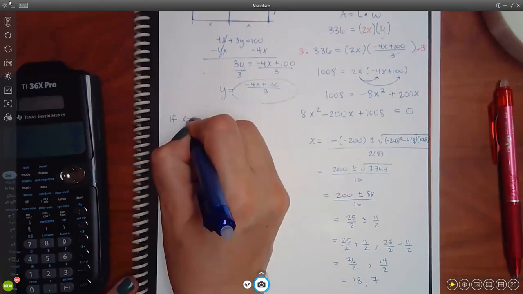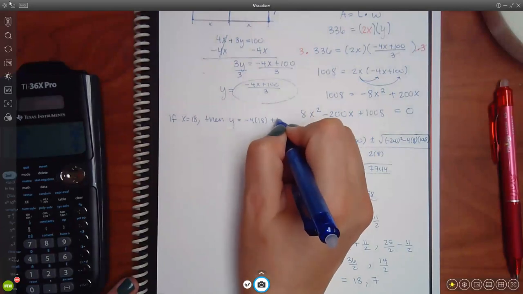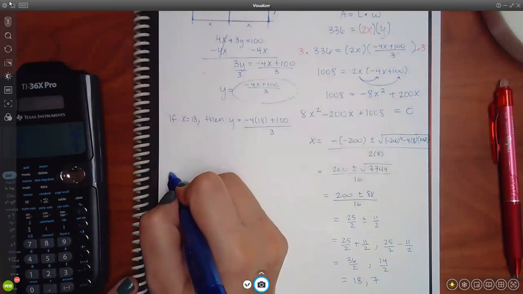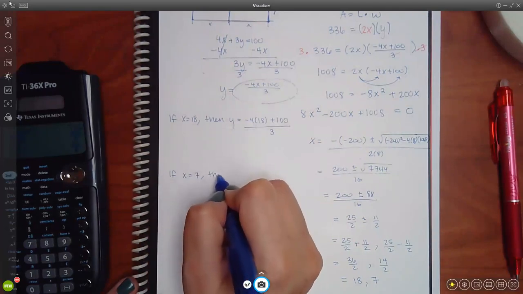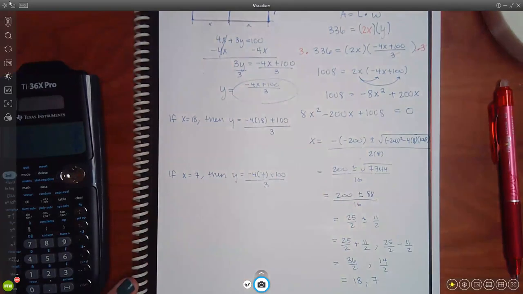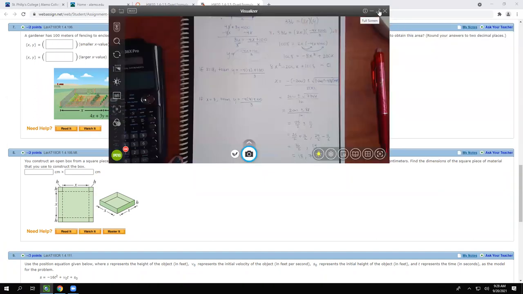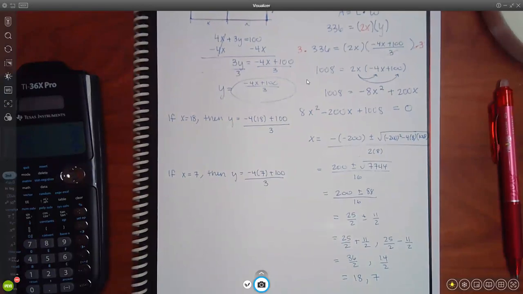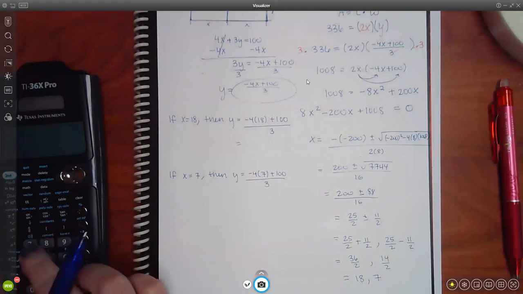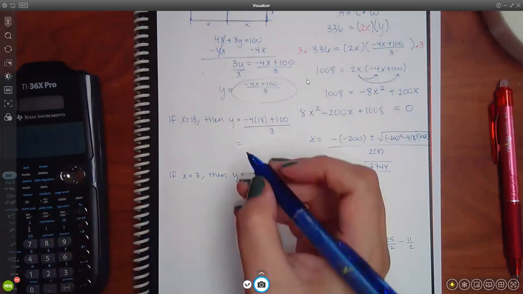So if x is equal to 18, then y would equal negative 4 times this 18 plus 100, over 3. If x equals 7, then y will equal negative 4 times 7 plus 100, over 3. Did I do this problem correctly? Let's see. We get two good answers. Oh, it does give me two answers. Okay, I'm not crazy. I was like, wait a minute. Okay, so for this one, negative 4 times 18, plus 100, divided by 3. Oh gosh, let's just leave that like that.